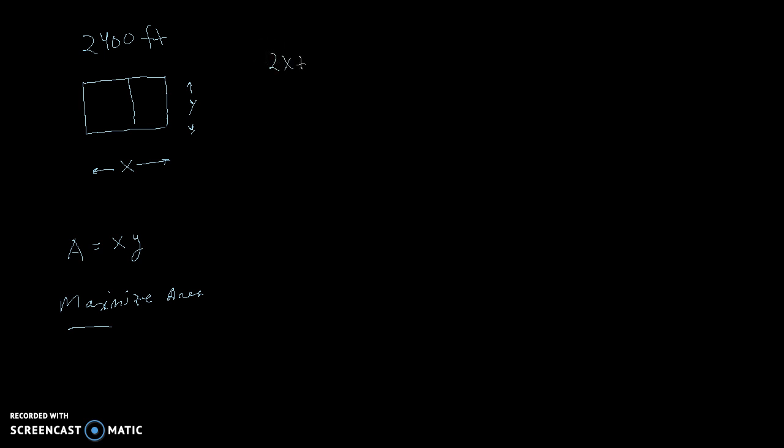2x plus 3y is the total amount of material used in this diagram. That should be all of his material, all 2,400 feet of fence. And therefore, we can see that the y variable is equal to 2,400 minus 2x, quantity divided by 3.